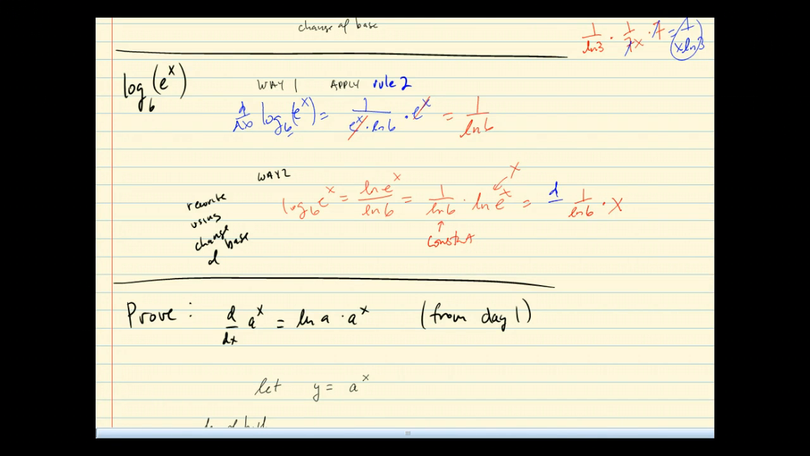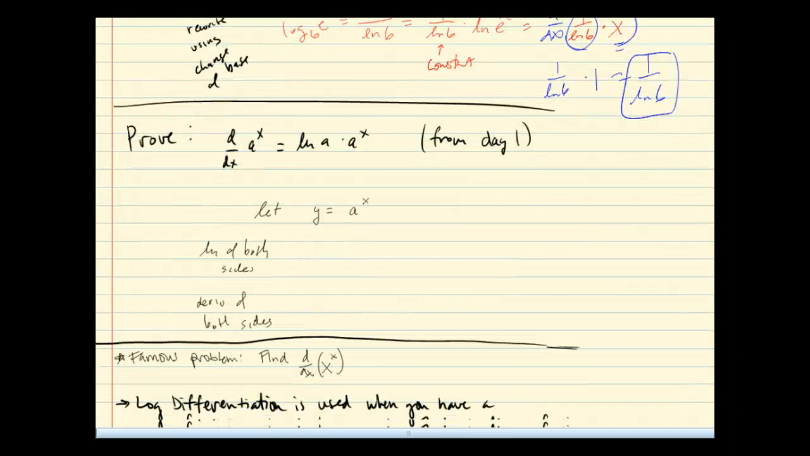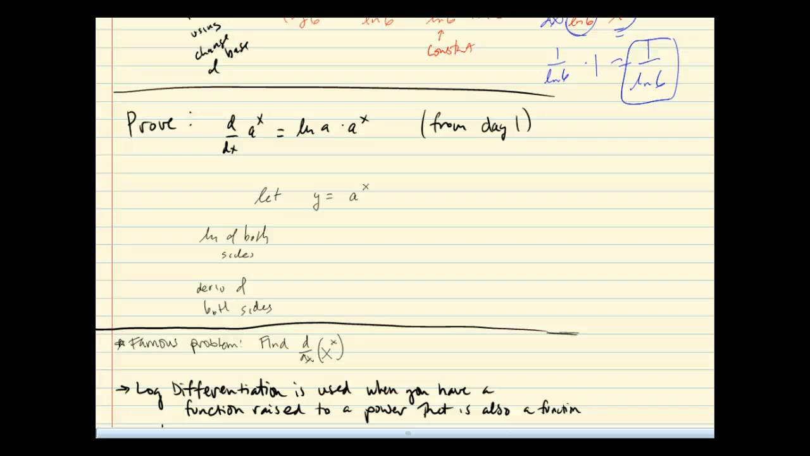So if I do d dx, all I have to do there is pull the constant out in front, so it's 1 over the natural log of 6, times what's the derivative of x with respect to x? It's just 1. So I'm left with 1 over the natural log of 6. So that way, I think, is even easier, because really all you're doing is taking the derivative of x. All right, let's do a proof. I know you're dying to see one.